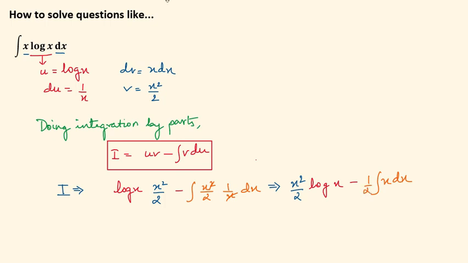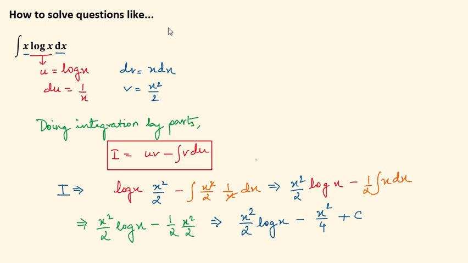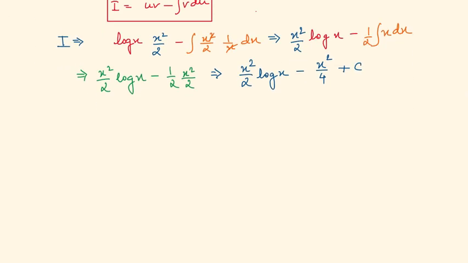So now this question gets simplified further. I is equal to x square over 2 log of x minus 1 half, and the integral of x dx is x square over 2. So we can see that now our integral is of the form x square over 2 log x minus x square by 4. Let's see what we can do to simplify it further. In the final step, we can see we have our answer already.